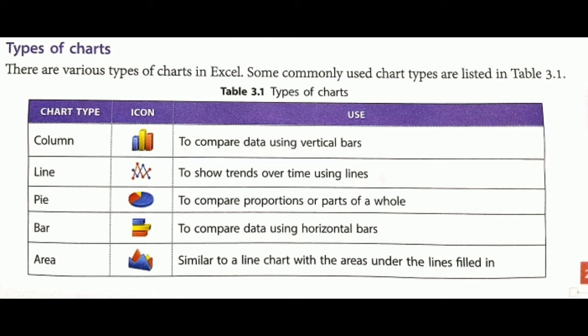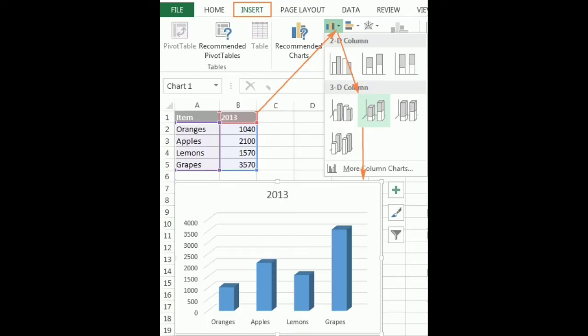Next, let us study how to create a chart. You have to follow some steps for creating a chart in Microsoft Excel. The first step is to select the cells whose data you want to include in a chart. See in this picture, the cells from A1 till B5 are selected to be included in the chart. Always remember to include the headings while you are selecting the data. Here the headings are item and 2013.